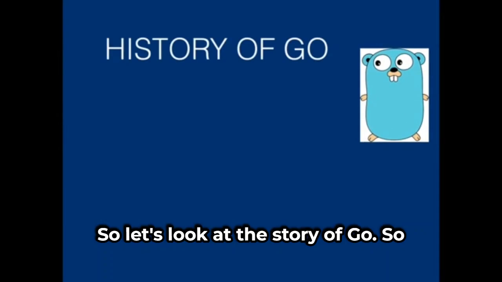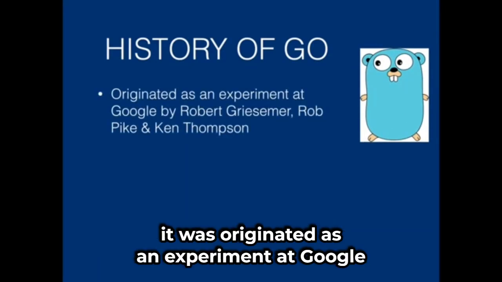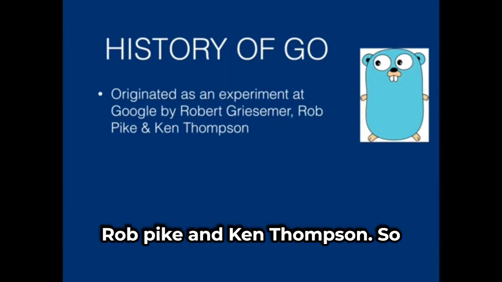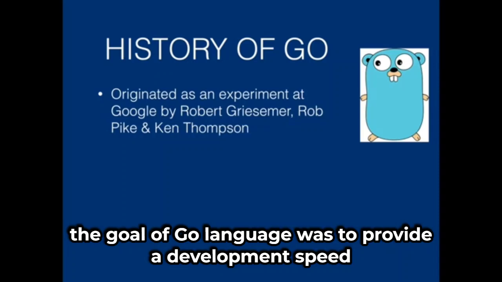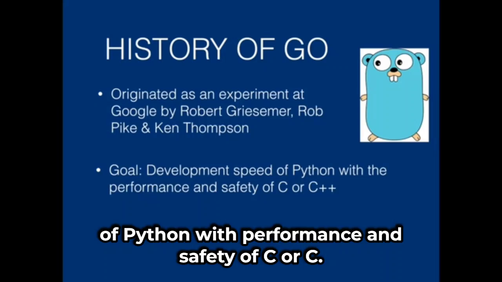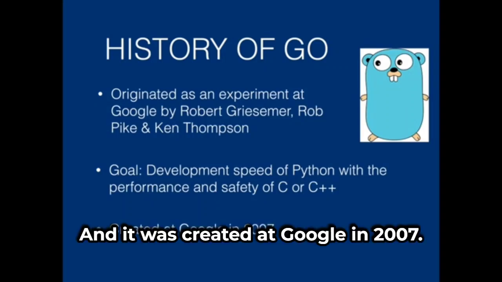So let's look at the history of Go. It originated as an experiment at Google by three people, mainly Robert Griesemer, Rob Pike, and Ken Thompson. The goal of the Go language was to provide the development speed of Python with the performance and safety of C or C++. It was created at Google in 2007.